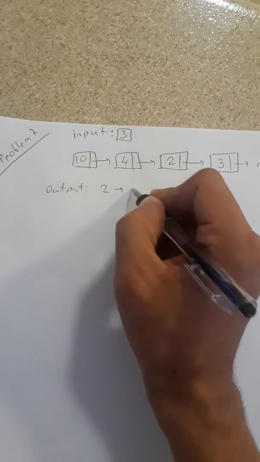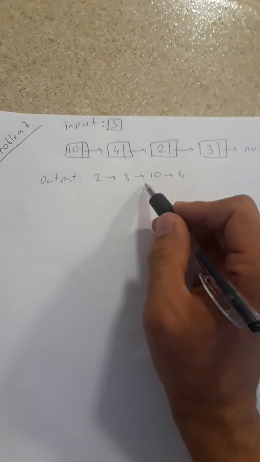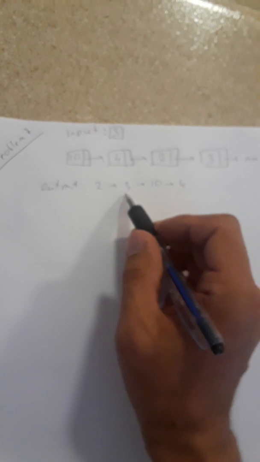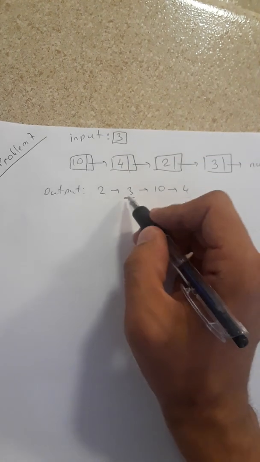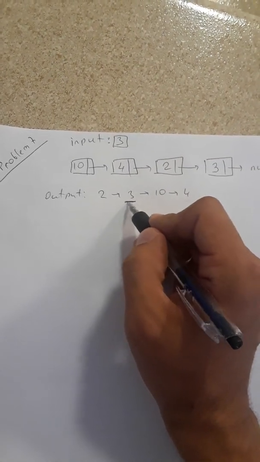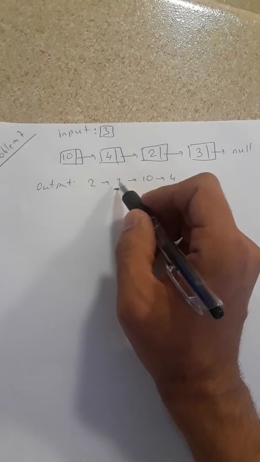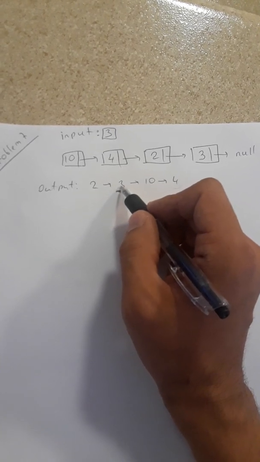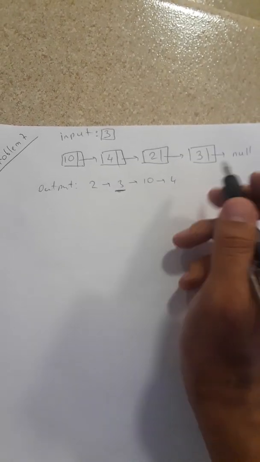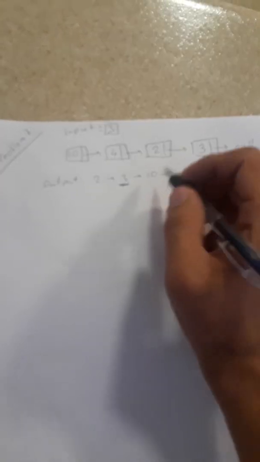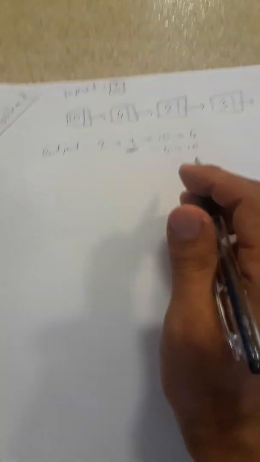So 2, then 3, and then 10 or 4. So actually the order is not important. The most important thing is that the 3, which is equal to the partition input number, should be in the middle of our output linked list, and the 2, since it's smaller than the 3, should be on the left side, and the 10 and 4 should be on the right side. The order between 10 and 4 is not important, so it could be 10 and 4 or 4 and 10. So either version is correct.